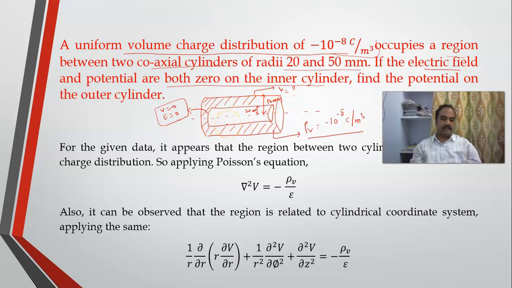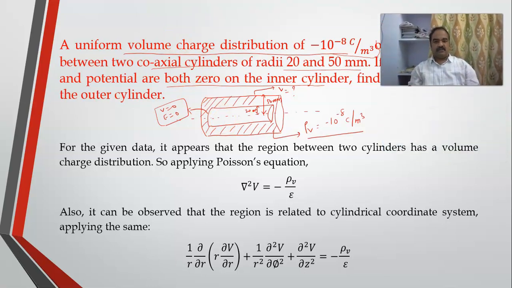Now we will try to apply Poisson's equation to this particular problem. The region between these two cylinders has a volume charge distribution, so we will start by applying Poisson's equation. We know that Poisson's equation is del square V equal to minus rho V by epsilon. So we'll try to apply this equation now.